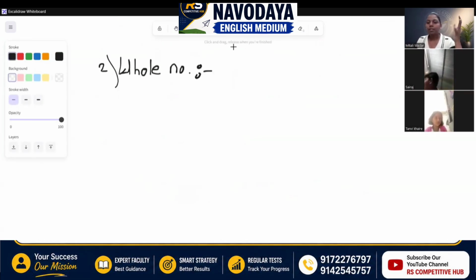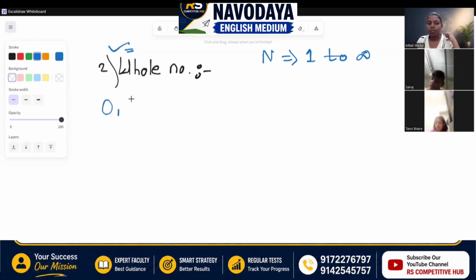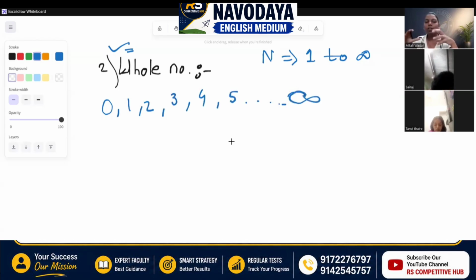The next part is whole numbers. Can you remember from which number we start counting in natural numbers? From one, to infinity. In whole numbers, which is very important, it is the opposite: we start counting from 0. From 0, 1, 2, 3, 4, 5 to infinity. In whole numbers, we count from 0 to infinity.